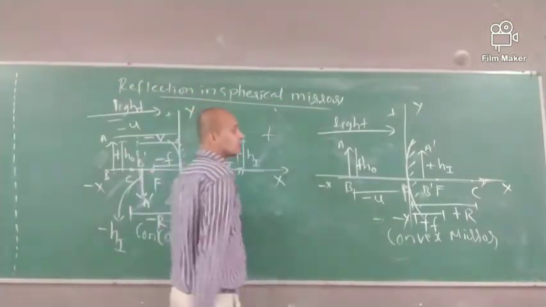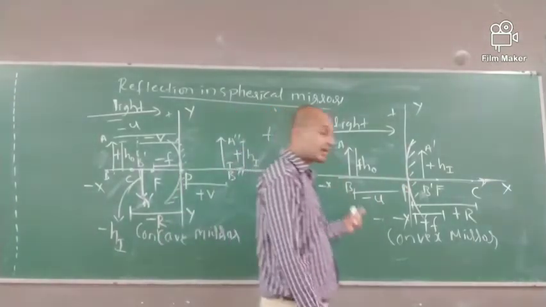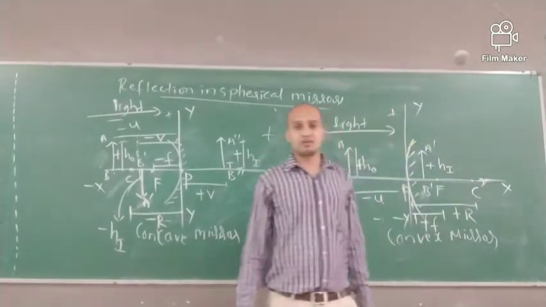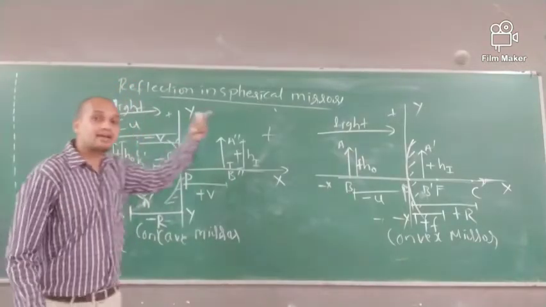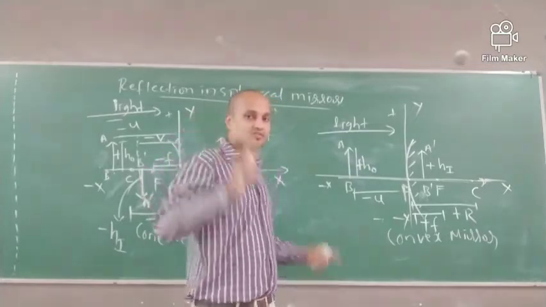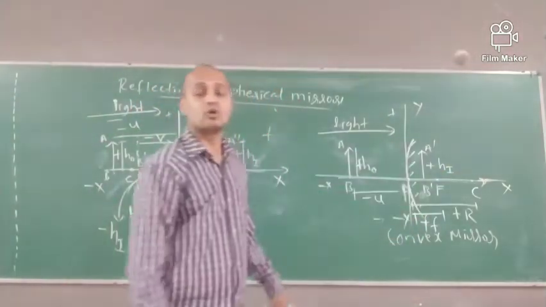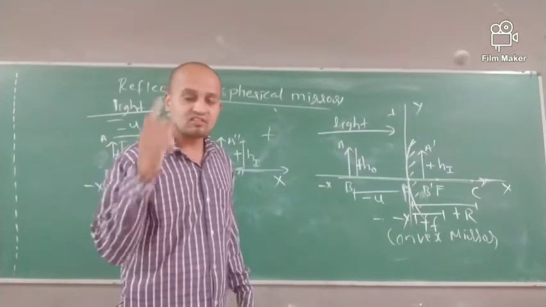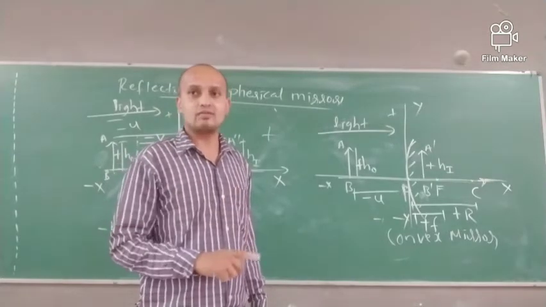Second point, from the pole, whatever distance you measure towards the left side will be negative. Whatever distance you measure toward the right side will be positive. First point of the convention, light travels from the left side to the right side. So whichever side the light is traveling to enter the mirror, that side we will take as positive. This is the basic sign convention which you are taking. Correct now? First sign convention.